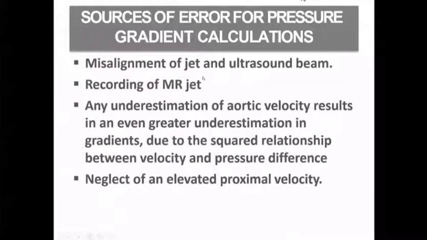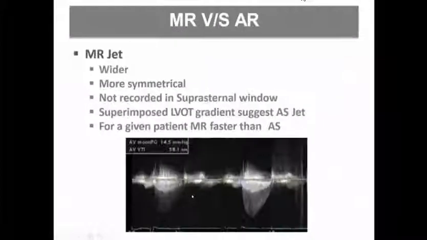Sometimes you have to pick up the MR jet, which can also bring a very high gradient. If you have picked the MR jet, any underestimation of velocity results in an even greater underestimation of the gradient, because of the squared relationship between the velocity and the pressure difference. Neglect of the elevated proximal velocities is another source of error.